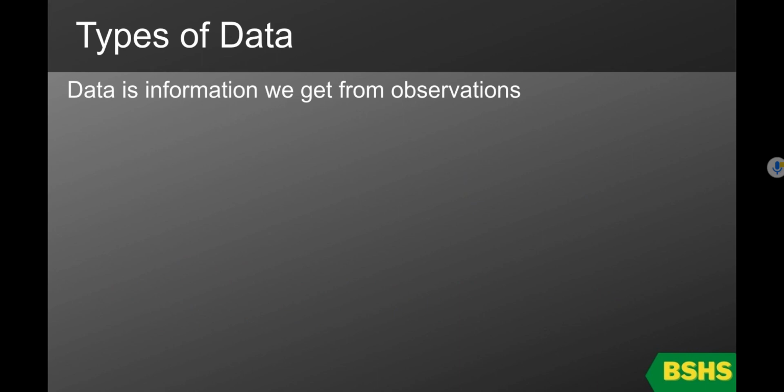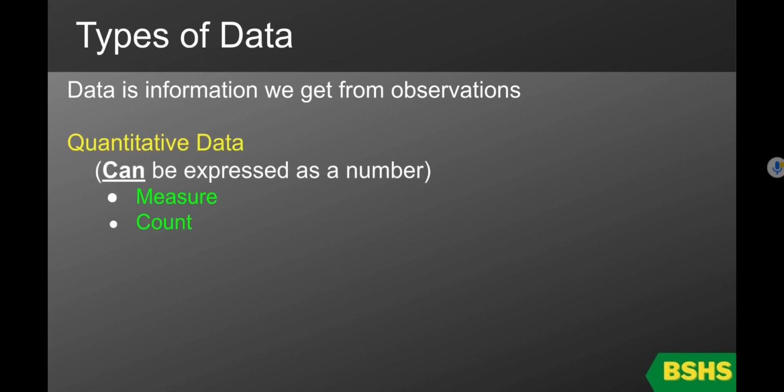There are two types of data. The first is quantitative data. This is data that can be expressed as a number. We collect quantitative data through measuring or counting.